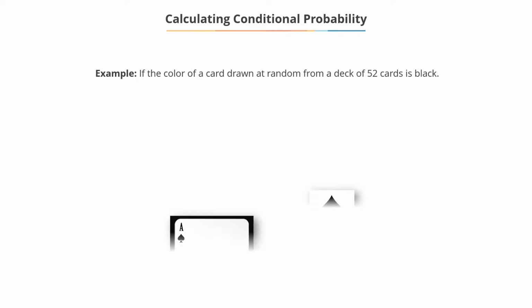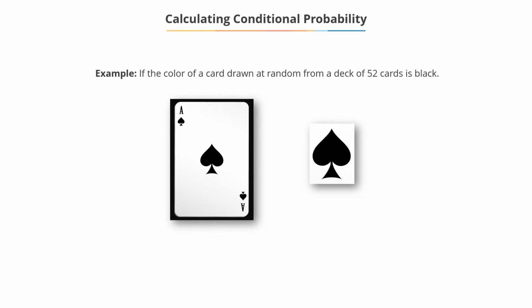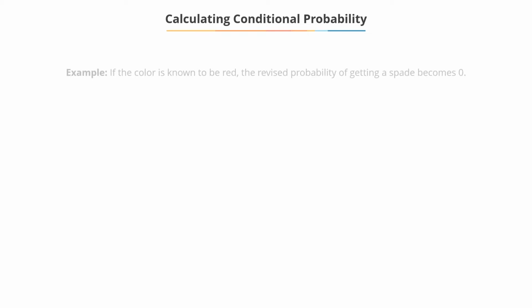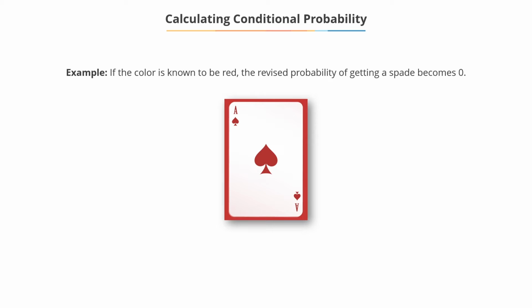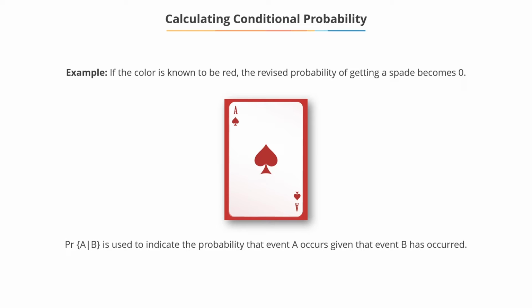Now, suppose the color of a card drawn at random from a deck of 52 cards is black. Then, the probability of the card being a spade can be revised from 1/52 to 1/26. On the other hand, if the color is known to be red, the revised probability of getting a spade becomes 0. We denote P(A|B) to indicate the probability that event A occurs given that event B has occurred.